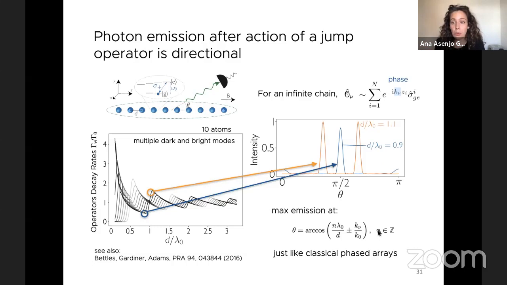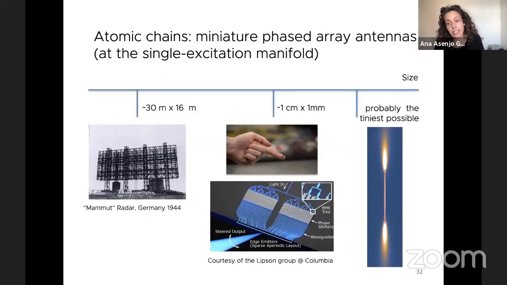So this brings me to, I think, my favorite slide. I just found out about the opportunity of putting German radar of 1944 in a slide, so I didn't want to waste it. The connection is that, in the single excitation manifold, these lines of dipoles really behave like classical antennas. There is no difference. Electrical engineers have known this since at least 1944, and so they built it for radars.